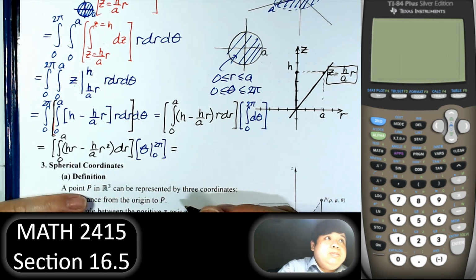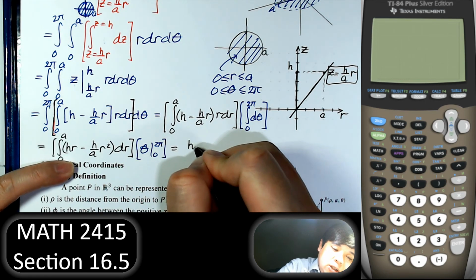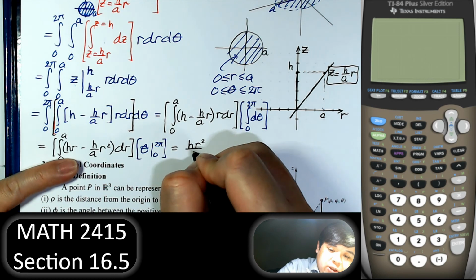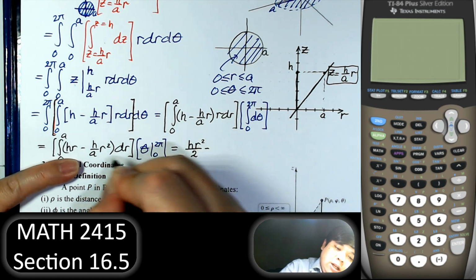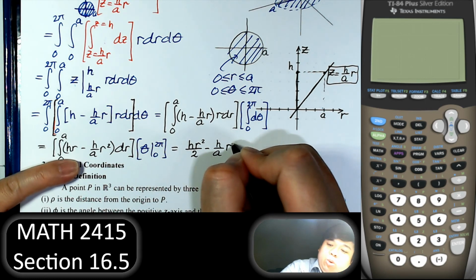Right, now integrate. hr will be h r squared over 2, and this is h over a r cubed over 3.